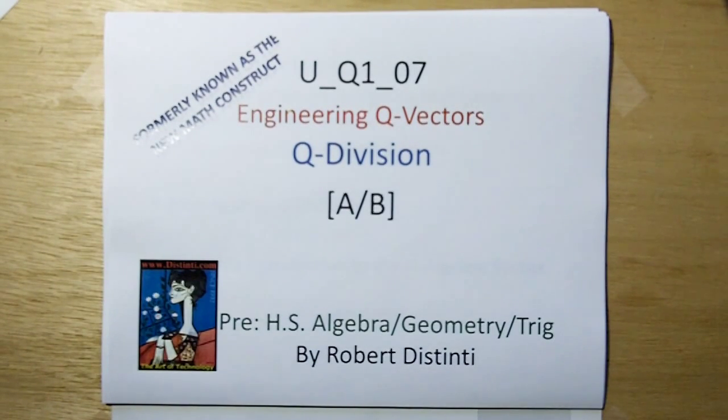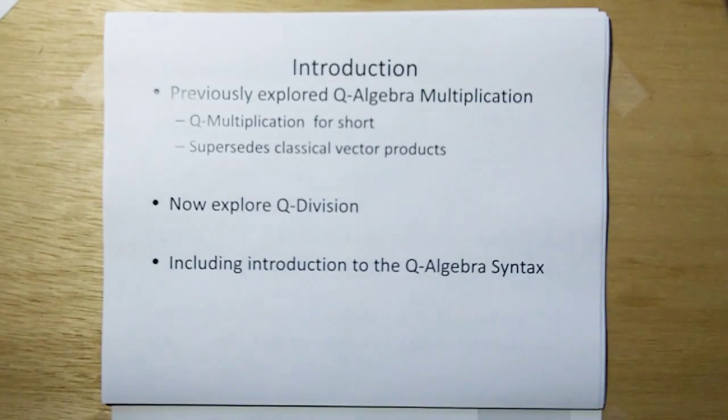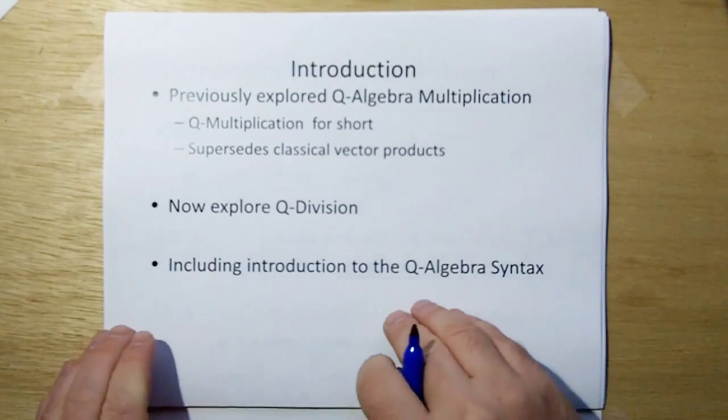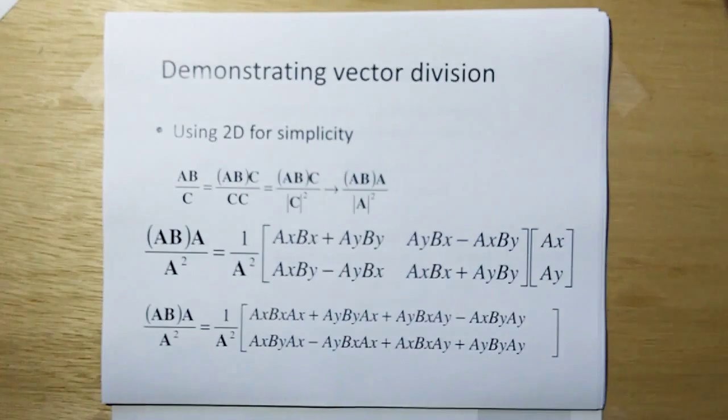Today we're going to talk about Q division. In the previous installments, we explored Q-Algebra multiplication, what we're going to call Q multiplication for short. And this supersedes classical vector products for all the reasons stated previously. Now we're going to explore Q division, and we're also going to include an introduction to the Q-Algebra syntax.